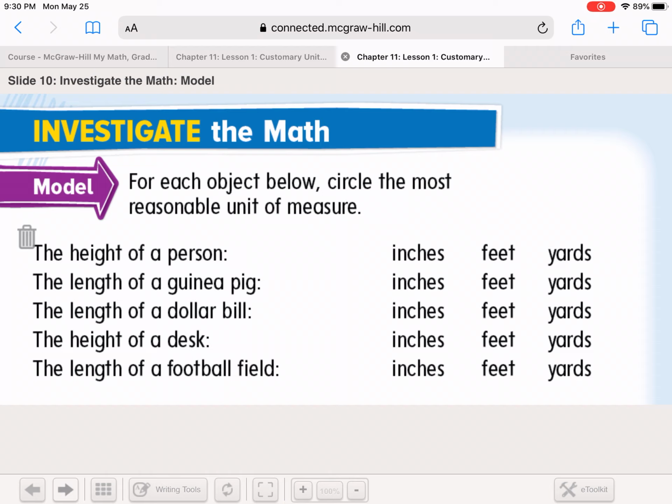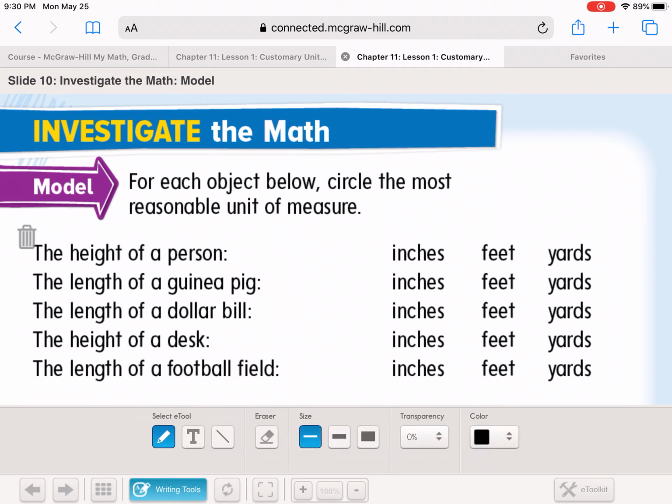So would we do the height of a person in inches, feet, or yards? Usually we do it by feet. Okay, I am 5 feet tall. I'm very short. The length of a guinea pig. So think about how big the guinea pig is. A guinea pig's no bigger than your iPad. So you do that in inches.